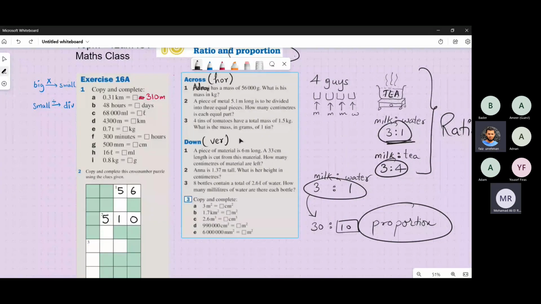What will be the answer? You want it in kilogram or gram? You have the question in front of you. He's telling you here in grams. I need to solve it.